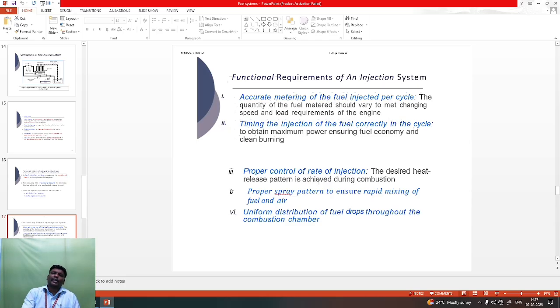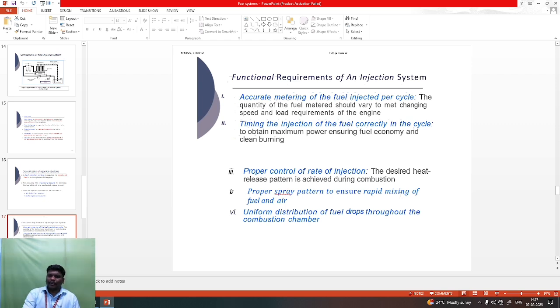In the engine fuel system, accurate metering is to identify how much fuel is injected into the combustion chamber. The next one is the timing of the injection. In the combustion chamber we need an exact timing for the air fuel mixture. For the air fuel mixture, we need timing of injection.